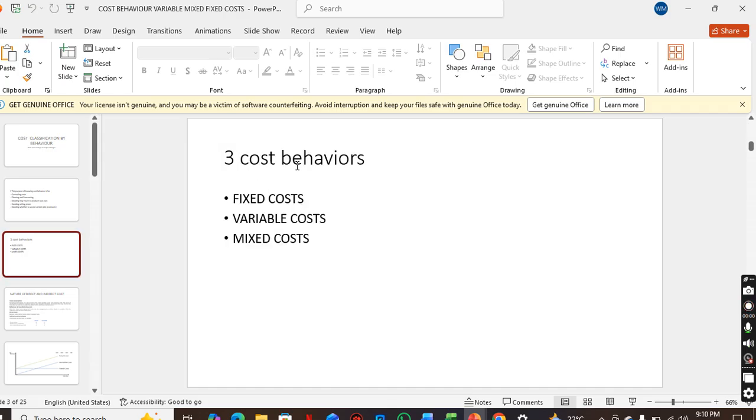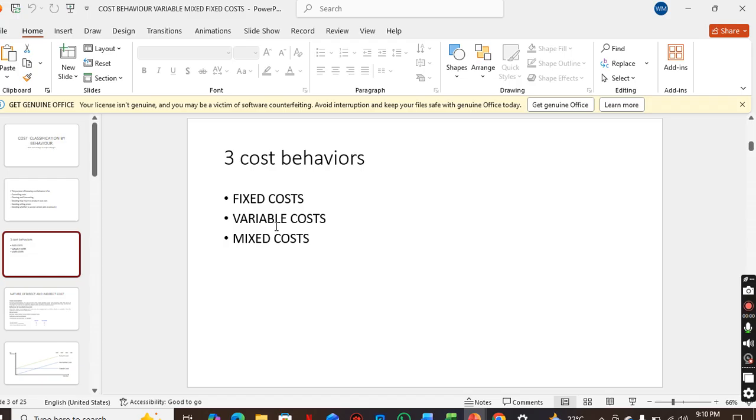So these are the three cost behaviors: fixed costs, variable costs, and mixed costs. Fixed costs are always the same. They are not dependent on output. So if your company is producing 5,000 units, fixed costs will be the same. If it's producing 10,000 units, the fixed costs stay the same. Okay, those are the total fixed costs. But when we look at fixed costs per unit, we're going to see that they will exhibit a different behavior.